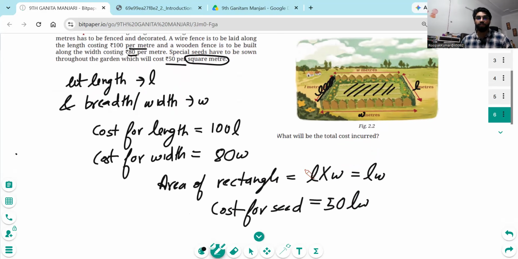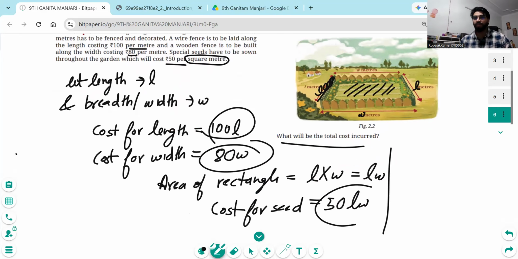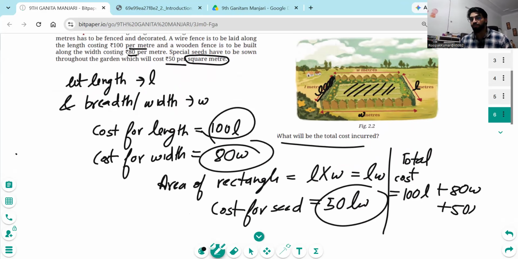And since they will be asking a total cost, so total के लिए आप तीनों cost को add कर दें. Just add them up. So total cost will be 100L plus 80W plus 50LW. And ये हमारा question done. Okay, so this is the second example that we have done.